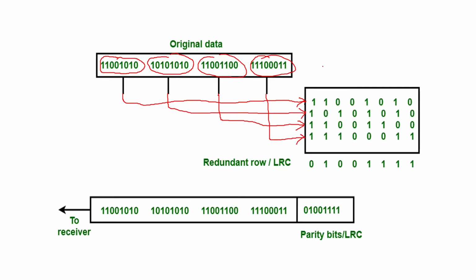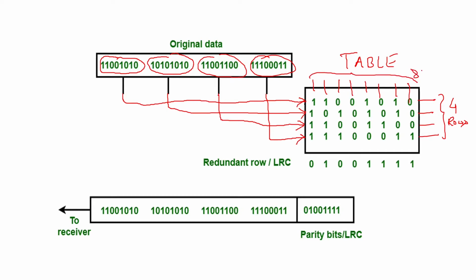Now this becomes a table. This is a table, whatever the data has been arranged in. These are the rows, row number 1, row number 2, row number 3, row number 4. 4 rows, and you have 8 columns: 1, 2, 3, 4, 5, 6, 7, 8. So these are your 8 columns. It has been arranged in rows and columns, so it's a table.